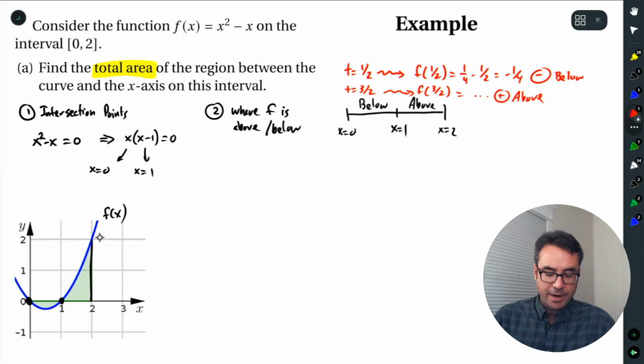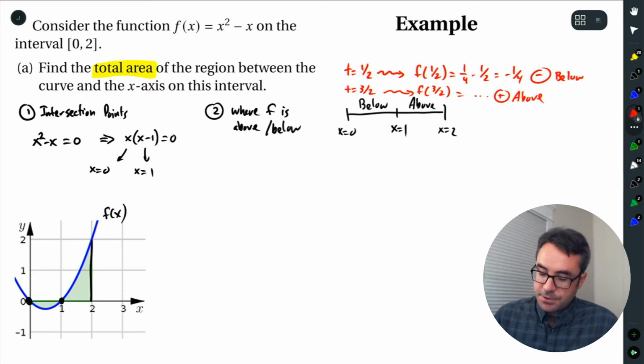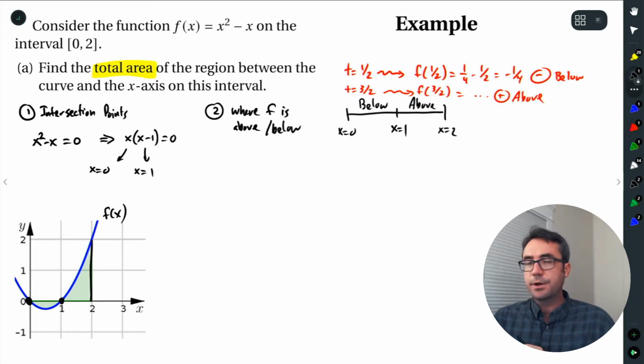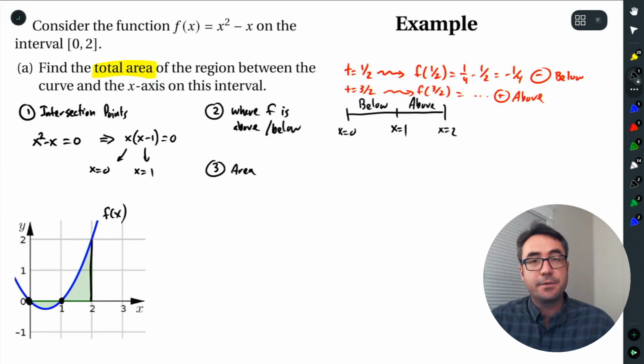All right, but we have our graph here, so you can clearly see in between 0 and 1 the graph is below, and in between 1 and 2 the graph is above the x-axis. So we just want to keep that in mind. In the last step, we're going to calculate the areas. So to get the total area, we want the area that's above, and we want the area that's below.